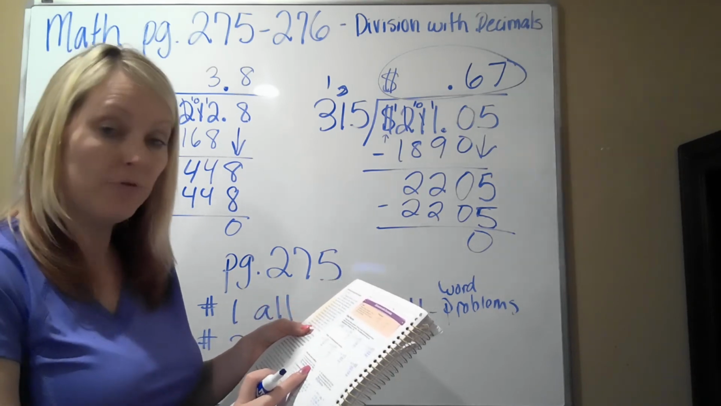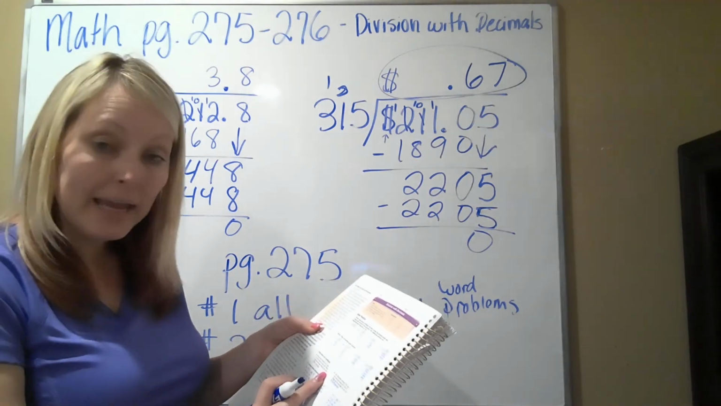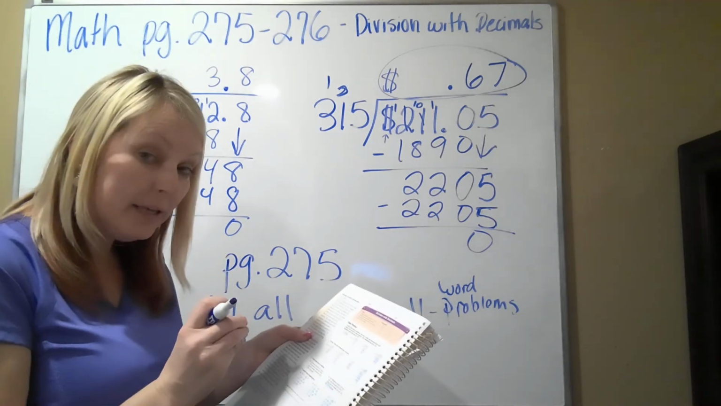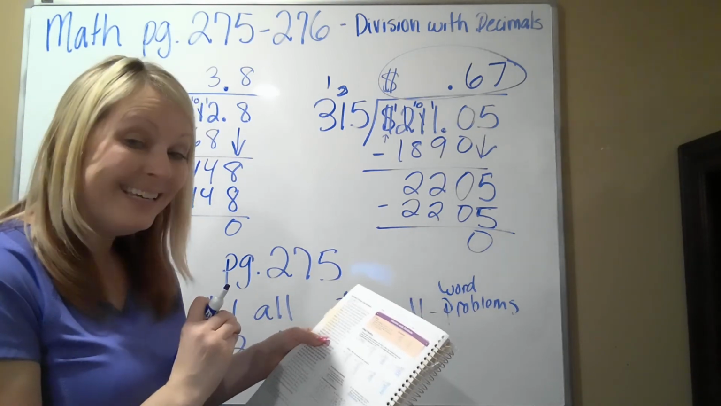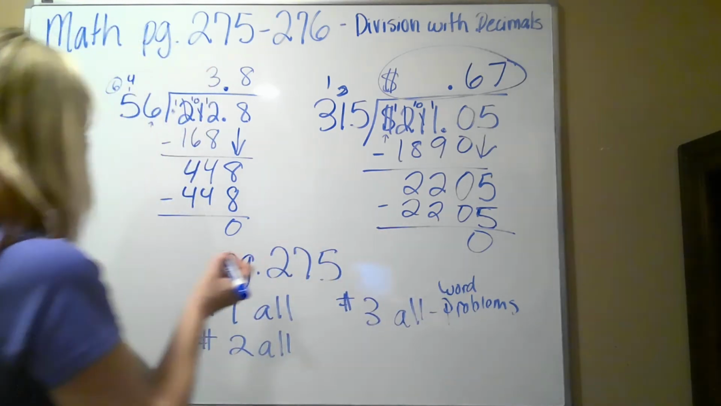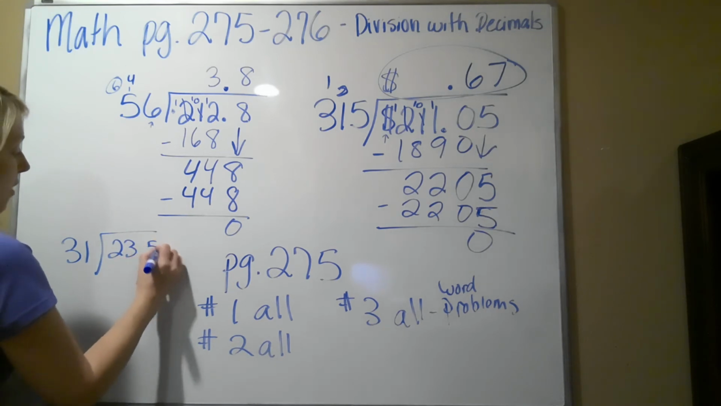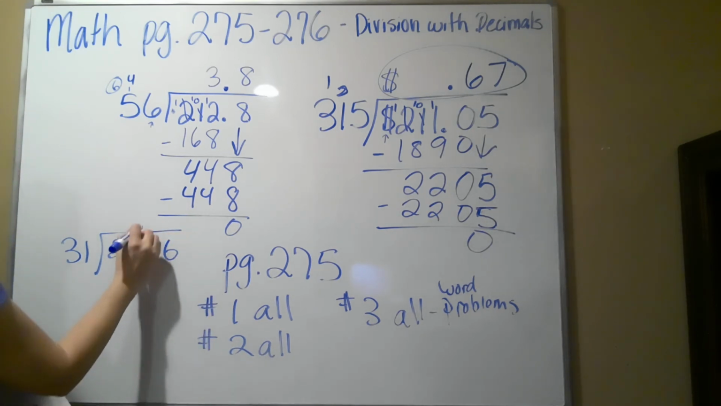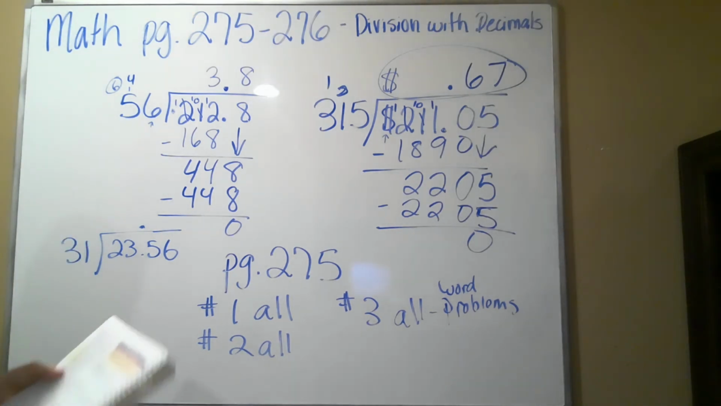On 3A, it says in the past month of 31 days, there was 23.56 inches of rain that fell. What was the average rainfall per day? You're going to divide 31 into 23.56. You've got to bring that decimal up there, and that's going to be your average.